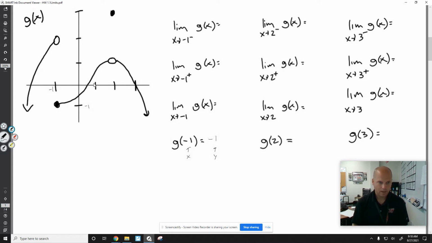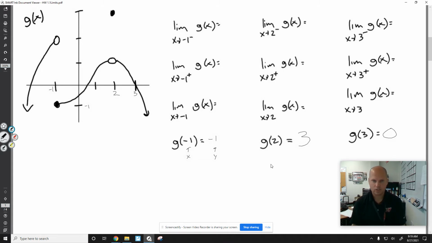At 2, I look right above 2. I have an open circle and a closed circle again. Well, that's telling me if I plug in 2, I'm going to get this y coordinate. That closed circle is what is being defined if you plug in 2 for your x coordinate for your function. And that's 3. So g of 2 is 3. Don't worry about the open circle yet. And then at an x coordinate of 3, I can see my function's passing through this y coordinate of 0. So g of 3 is 0.